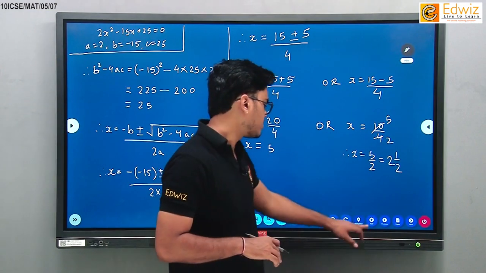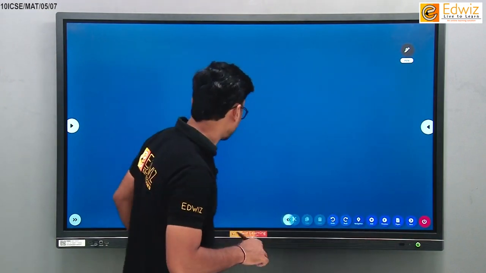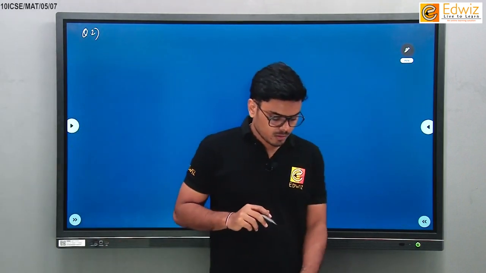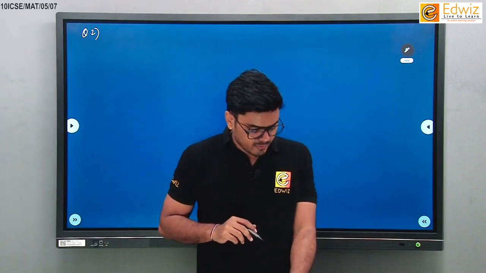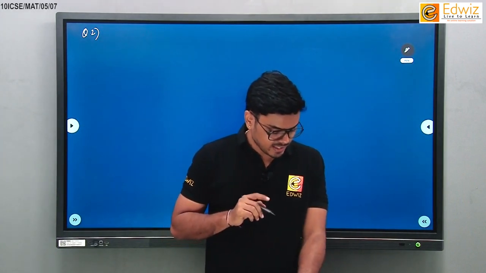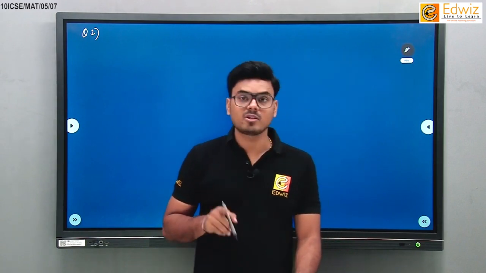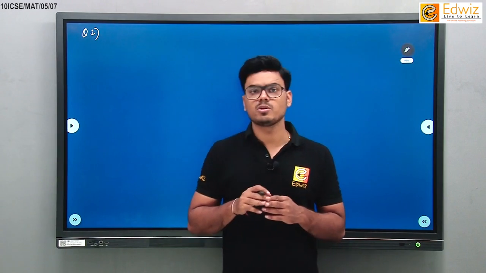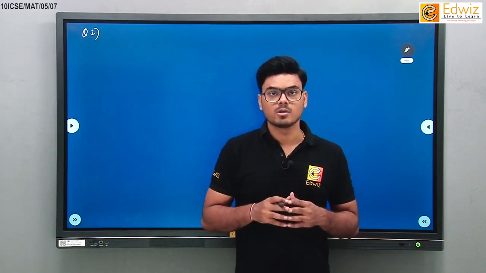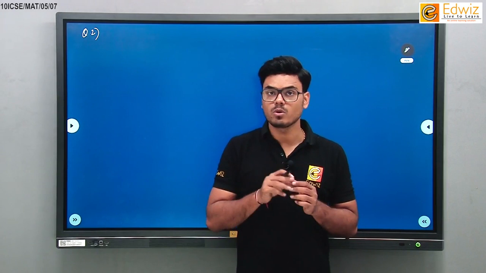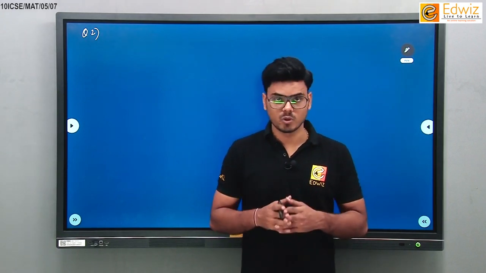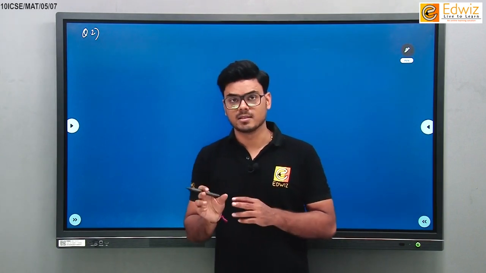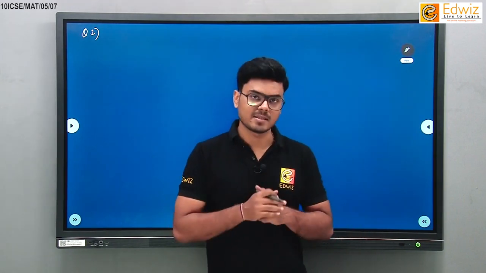Going on to the next page. Solve each of the following equations for X and give in each case your answer correct to one decimal place. Okay, so if you get a square root in the solution, you will have to find the answer and write it down. So don't leave square root or in a surd form. Don't leave your answer in the form of a surd. We need to solve that particular surd and write the answer correct to one decimal place.